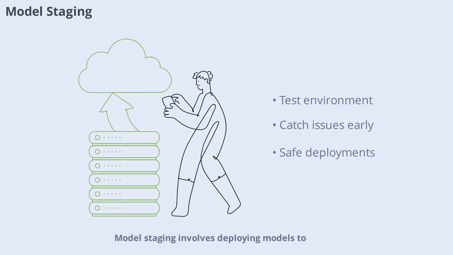Model staging involves deploying models to a test environment before full production. This allows teams to test models with real data and workflows, catching issues before they impact users. Staging is a best practice for safe deployments.